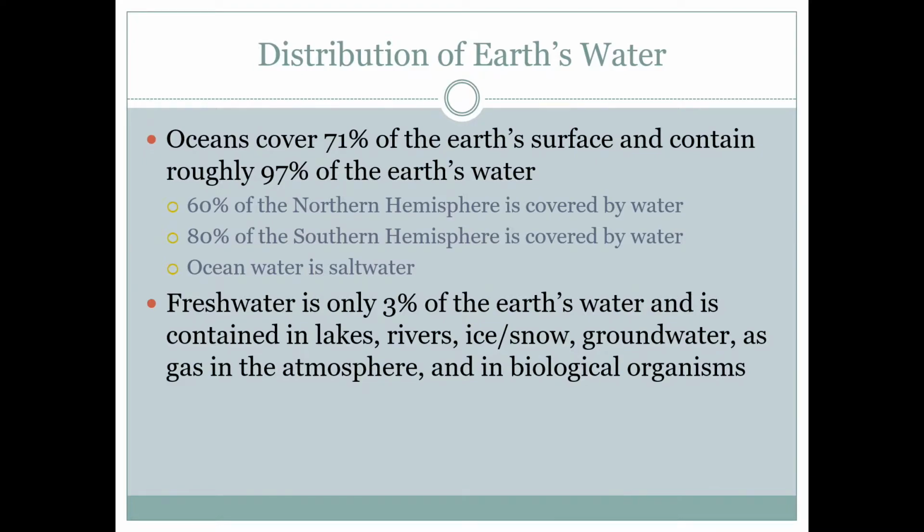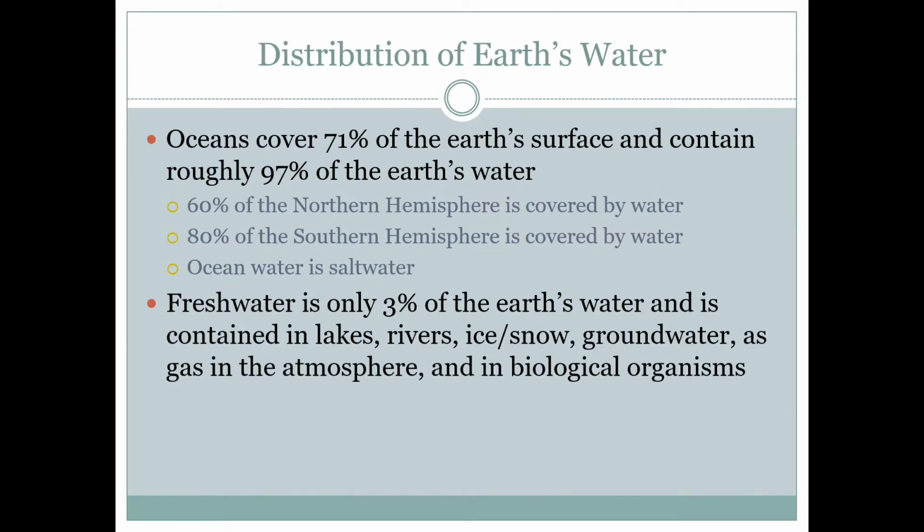Streams. All right, so let's talk about the distribution of the Earth's water. The ocean covers about 71% of the Earth's surface. Most of you knew that already, and contains roughly 97% of the Earth's water, right? 60% of the northern hemisphere is covered with water. 80% of the southern hemisphere is covered by water. You can see this if you look at the globe from the North Pole. You see more land than if you look at the globe from the South Pole. So more water in the southern hemisphere than in the northern hemisphere, but the globe is covered by over 70% water. So we are a water planet.